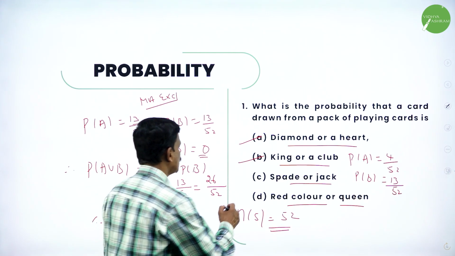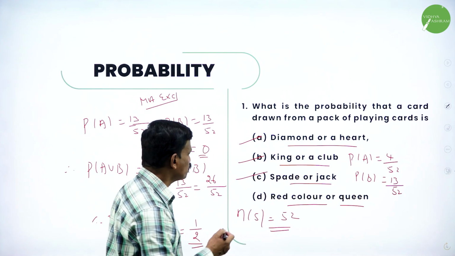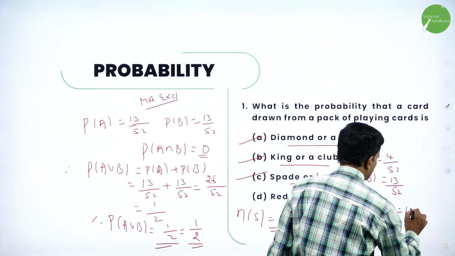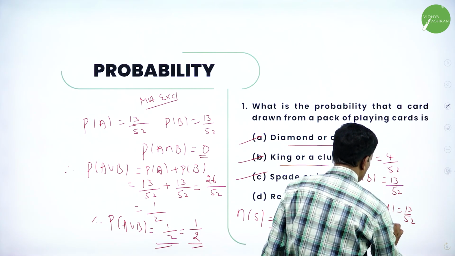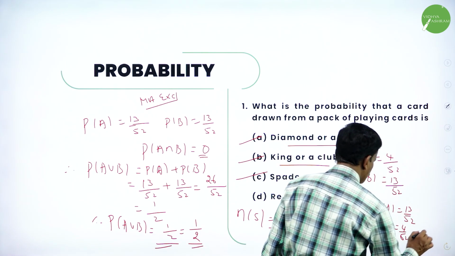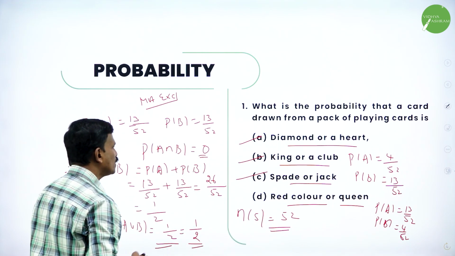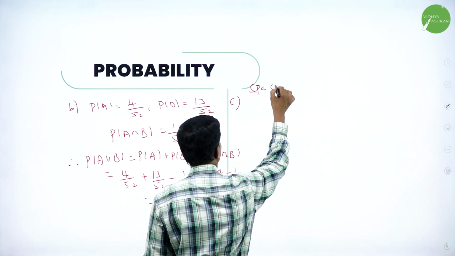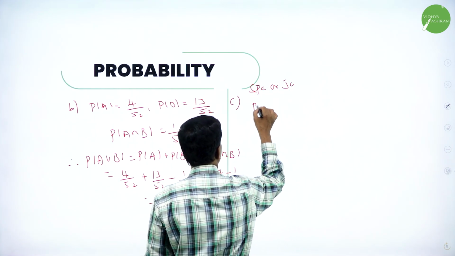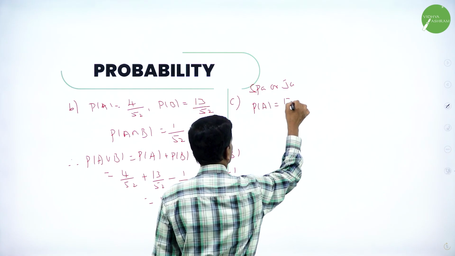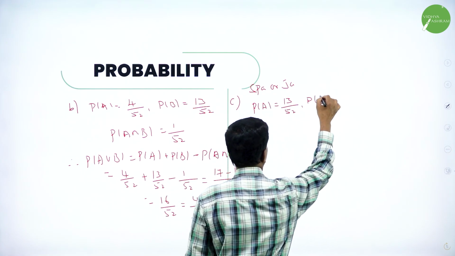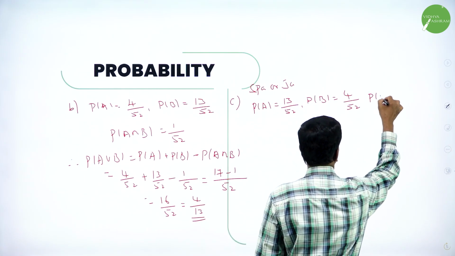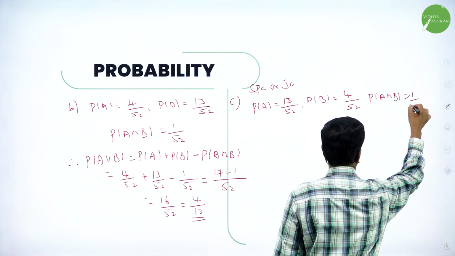Now move on to the next, third case, same condition: spade or jack. So the probability of spade is equal to 13 by 52 and the jack is equal to 4 by 52. That's it. So probability of a spade or a jack. Here probability of A is equal to 13 divided by 52 and probability of B is 4 by 52 and the probability of A intersection B is 1 by 52.